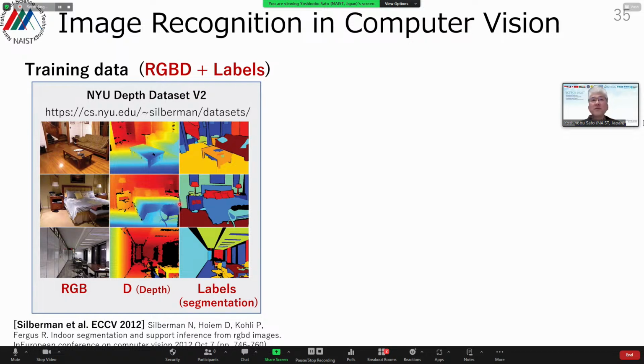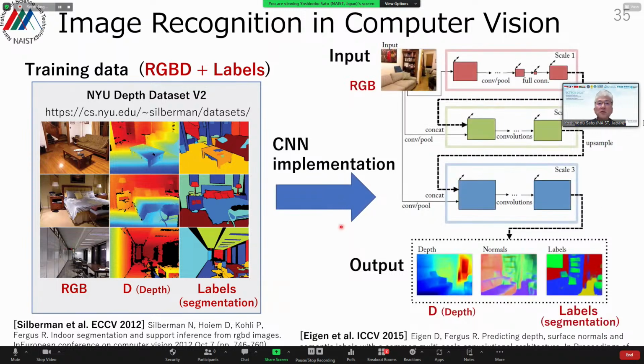So in the computer vision domain, given three-dimensional training data sets, for example, a conventional RGB photograph, three-dimensional depth images and segmented label images, of course around 10 years ago, they had already succeeded in outputting depth images and segmented label images from just an RGB color photograph by deep learning in 2015. Similarly, we can do a similar thing.